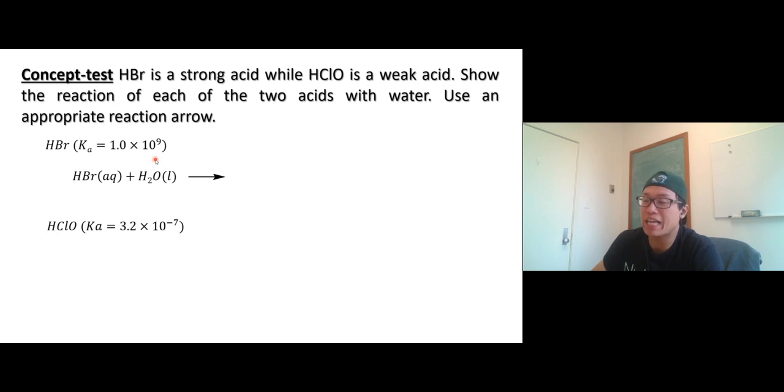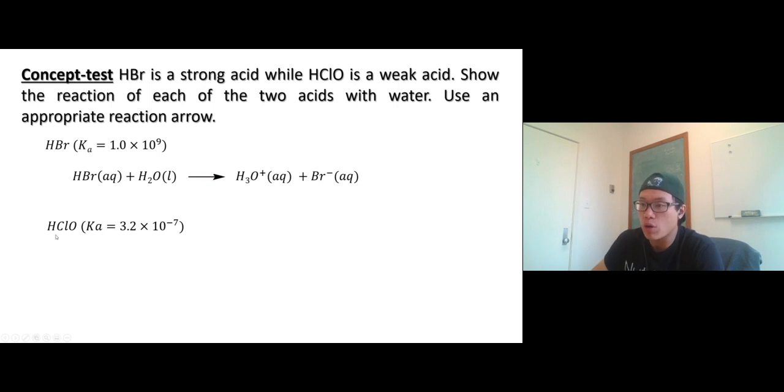So 99.9999999% of HBr dissociates to hydronium ion and a bromide ion. You can assume that. So that's why I use just the one-way arrow. You can use a reverse arrow. It's fine. I mean equilibrium arrow.